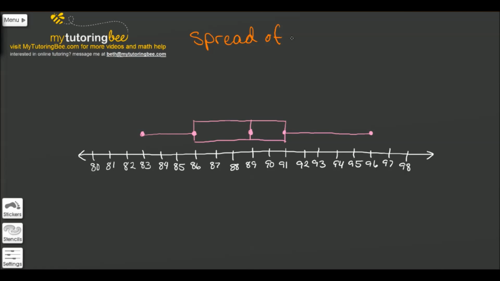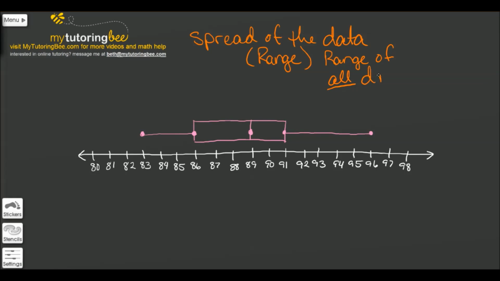All right, and then for our last little section here, we are going to look at the spread of the data and what that means. So when you hear spread of the data, really what you're thinking of is range, and this is the range of all of our data sets. So when we are finding range, we need the highest number and the lowest number, and we are going to subtract them. So we just take 96 and subtract 83, and we get 13, and that is the spread of our data. So I hope this helps.